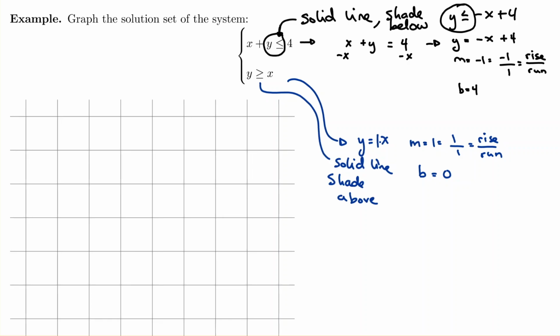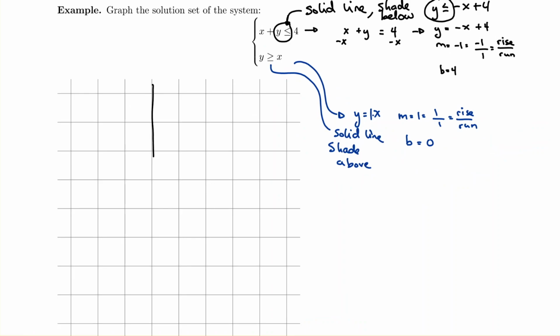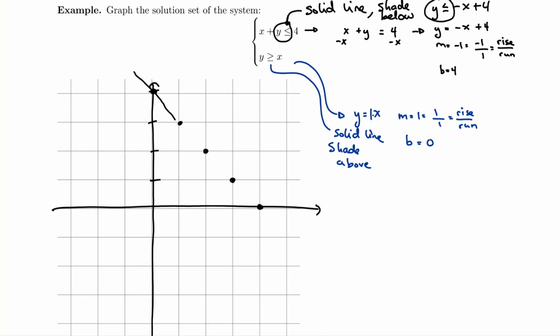So let's draw our coordinate axis and we'll start graphing these. So there's my x-axis and my y-axis. For the first graph, it has a y-intercept of 4. And then the slope is down 1 over 1. So it rises by going down 1 and running over 1. Down 1, over 1, down 1, over 1. Keep doing this till you have enough points that you can make a good straight line. Now it does have a solid line, so I'm going to draw that solid.